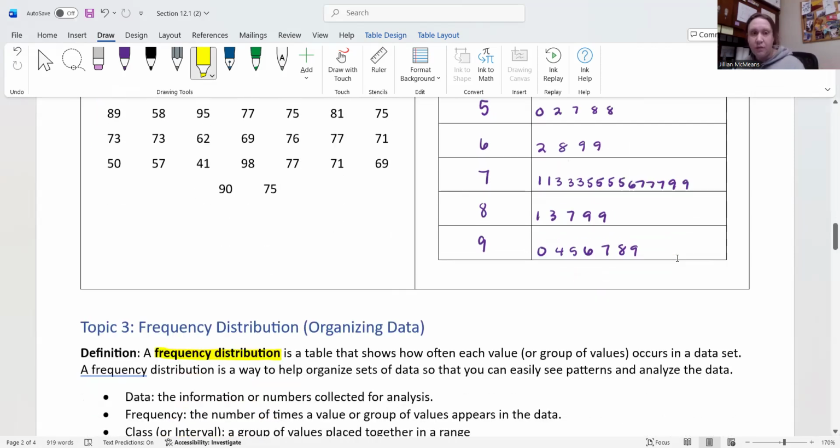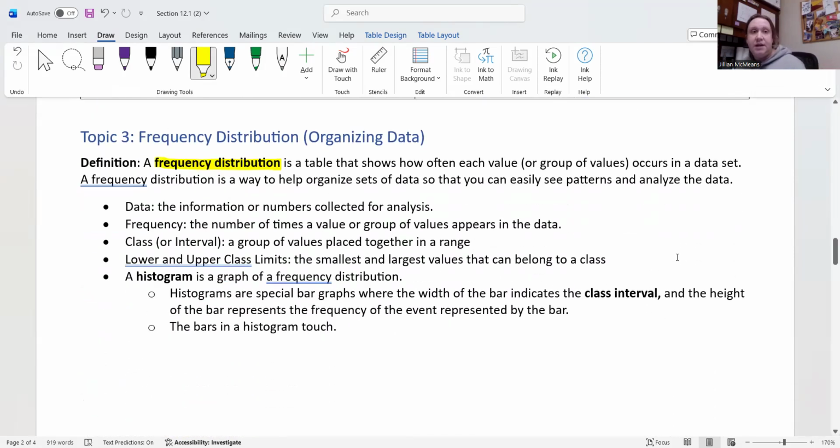Let's see some additional definitions. We already know a frequency distribution is a table that shows how often each value or each group of values occurs in a data set, but there's more info that we need to know. Next up, data. Data is the information or numbers collected for analysis. Each individual item, same thing with the stem and leaf plot, would be considered a piece of data.